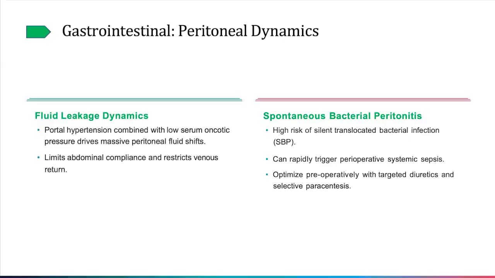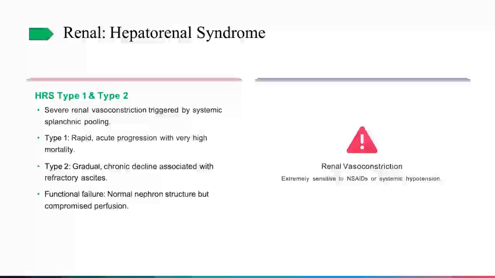So we try to optimize this ascites with diuretics, and if it is indicated, sometimes we consider paracentesis before going for anesthesia. And then the classical renal manifestation in liver disease is hepatorenal syndrome. So hepatorenal syndrome is a functional impairment of the nephron. There's no structural damage. There will be functional impairment of the nephron. This is due to the low blood pressure caused by low systemic vascular resistance.